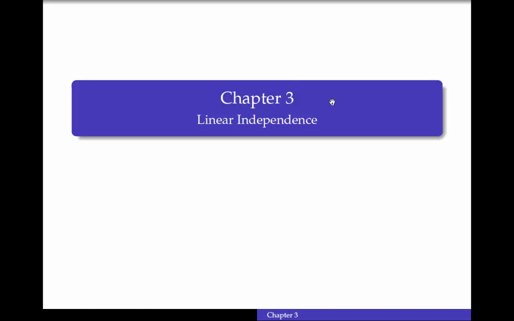Okay, welcome back. So today we're going to talk about linear independence. I just realized this chapter number is wrong, but that is okay. This heading is correct. We are going to talk about linear independence.